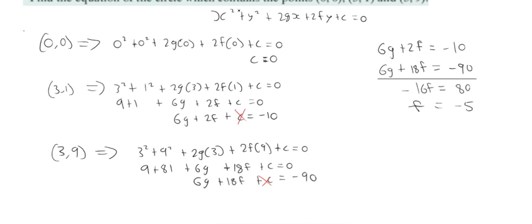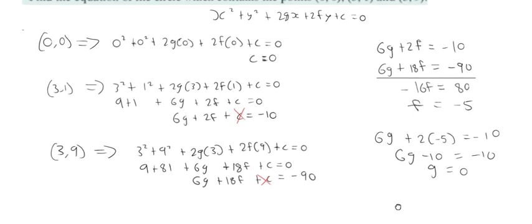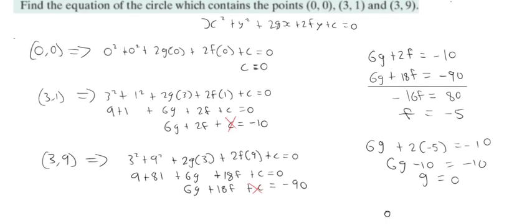We can sub that back into one of the equations I've just used. So 6g plus 2 times minus 5 is equal to minus 10. So 6g minus 10 is equal to minus 10. When you bring the minus 10 across, it cancels out. So we just get g is equal to 0 here. So g is 0. So I know what g, f and c all are now. So this one's much shorter.